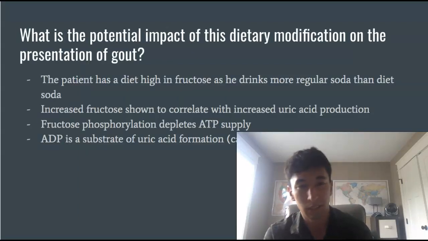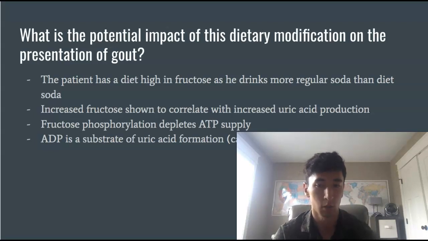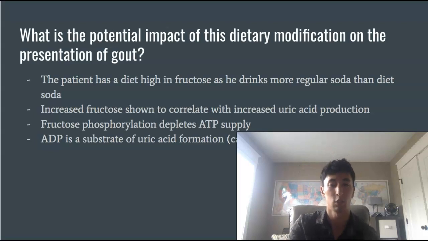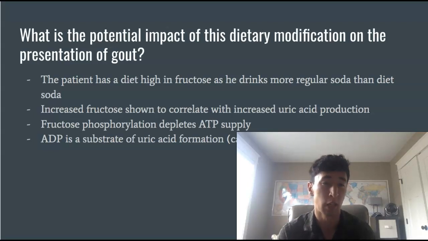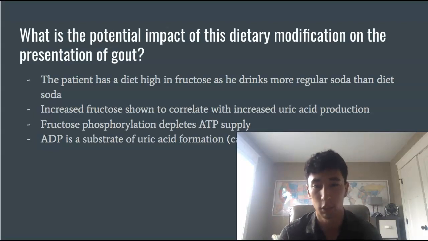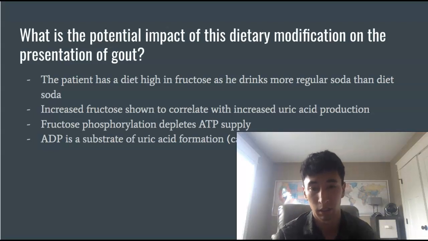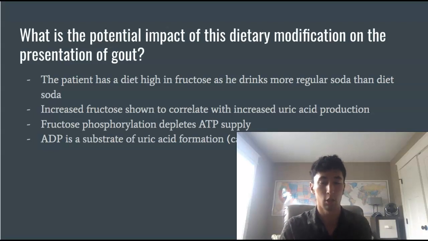What is the potential impact of dietary modifications on the presentation of gout? The patient shared that he switched from diet soda to regular soda due to reading that diet soda has fake sugar. The patient has a high intake of fructose as he drinks more regular soda than diet soda. Increased fructose is shown to correlate with increased uric acid production. A study shows that increased fructose supply in the body leads to ATP use in fructose phosphorylation. This in turn increases levels of ADP as a substrate for uric acid formation.